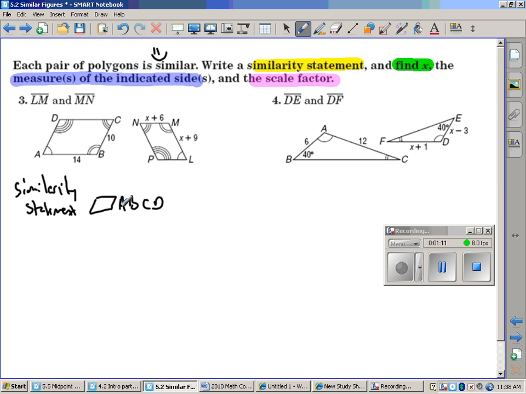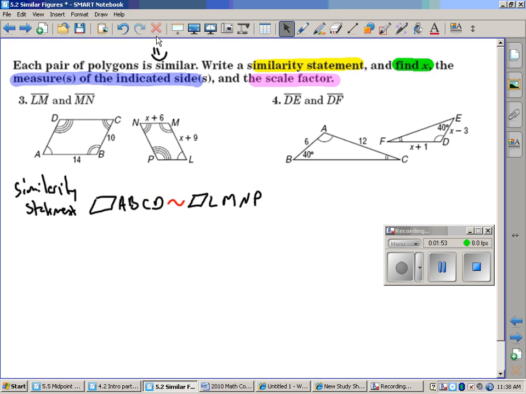And then my symbol for similarity looks like a squiggle, is similar to. And now I'm going to write down my next polygon. I have to remember that whatever goes here must go here, and so on. So if I have the single arc mark for A, then I have to write down the single arc mark L on this side. The double arc mark B has to go along with the M. The triple arc mark C has to go along with the N. And the last one, the quadruple arc mark D, has to go along with P.